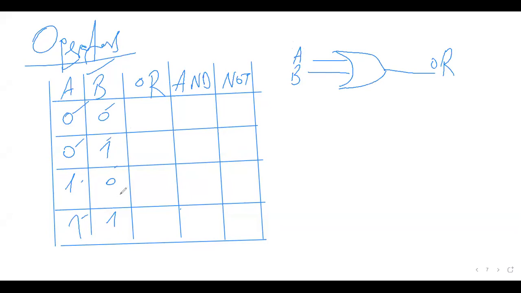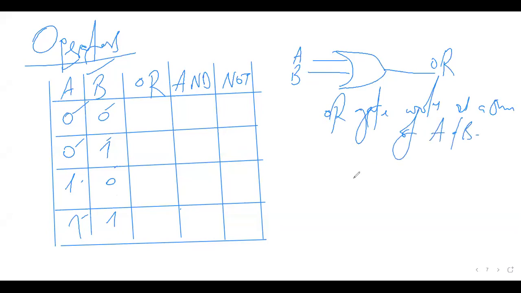If I have an OR gate, it works as a plus. The OR gate works as a sum of A and B, A plus B. So the output here is 0 plus 0, which is 0. Here is 0 plus 1, which is 1. 1 plus 1, it's not 2, it's 1. This is the OR operator. This is the OR gate. This is how you represent it in a circuit.